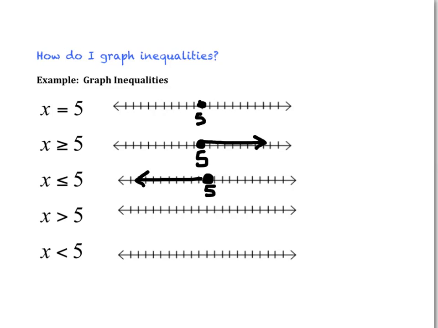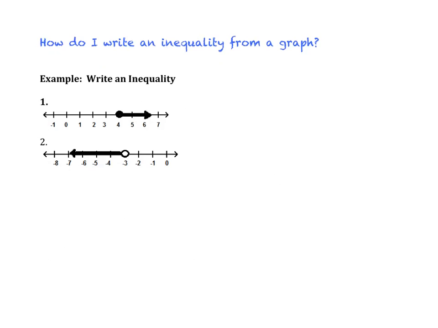What if I have x is greater than 5? That's a little bit different because it does not include 5. So I'm going to have my 5 on my number line, and I'm going to have an open circle, meaning it is everything greater than 5, but because it does not include 5, I have an open circle. So how about x is less than 5? Again, we're going to have that open circle because I do not include 5, and I'm going to have everything that is less than 5, but that does not include 5, so I have to have the open circle.